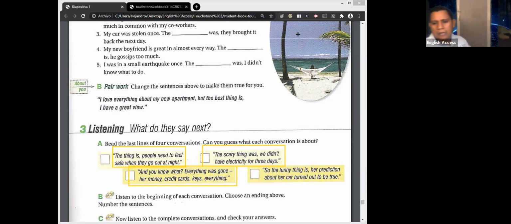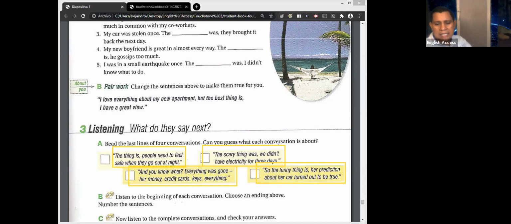Excellent. Now, "the funny thing is her prediction about her car turned out to be true." So maybe it's about, maybe the car was stolen. Yes. Maybe they had an accident. Unfortunately, right? People have accidents. So, all right.